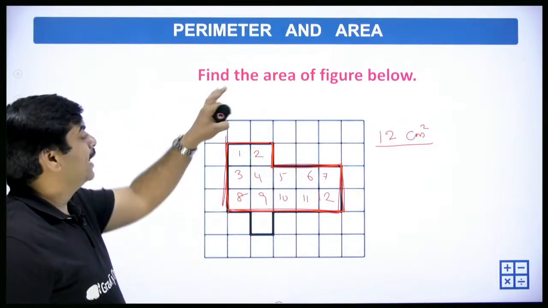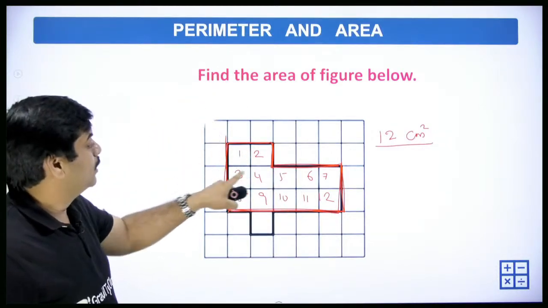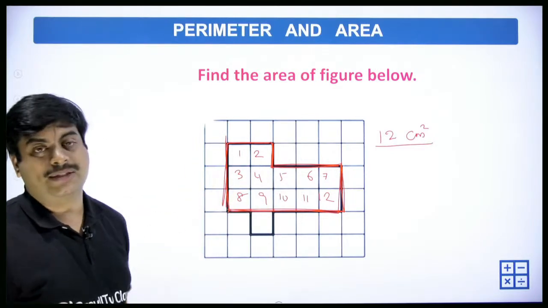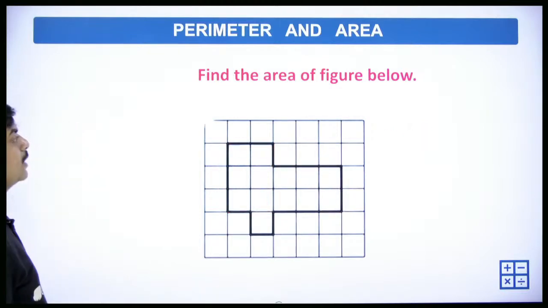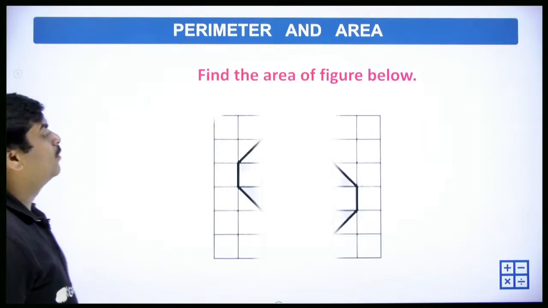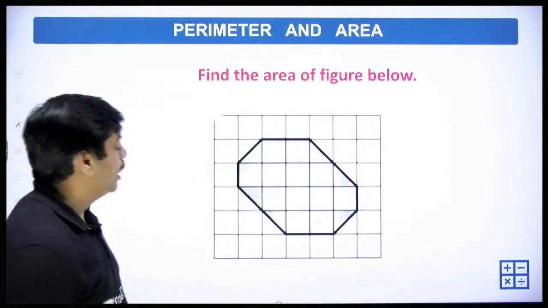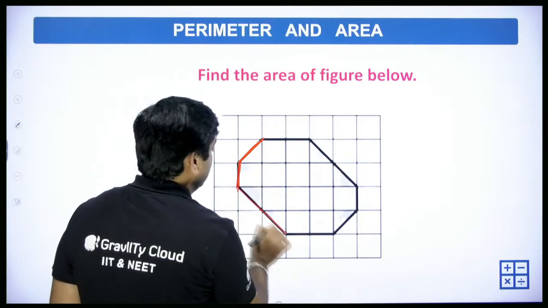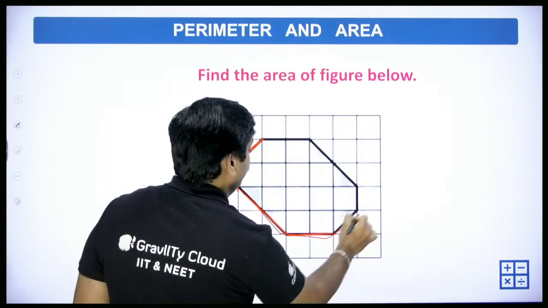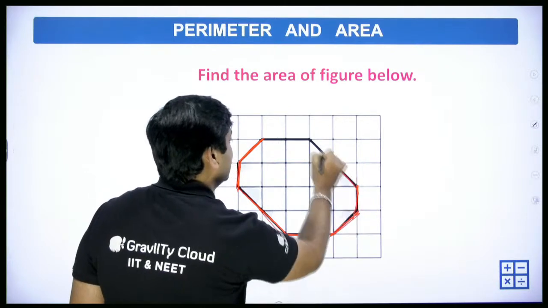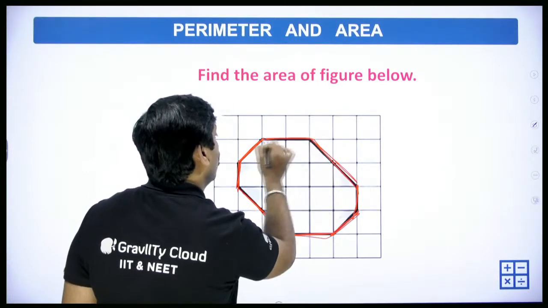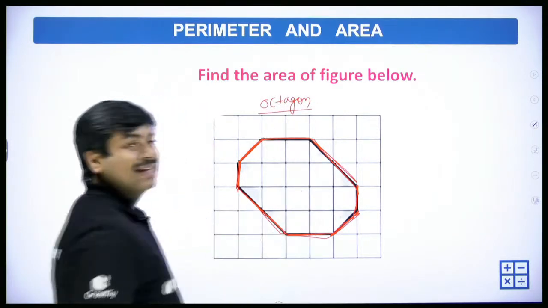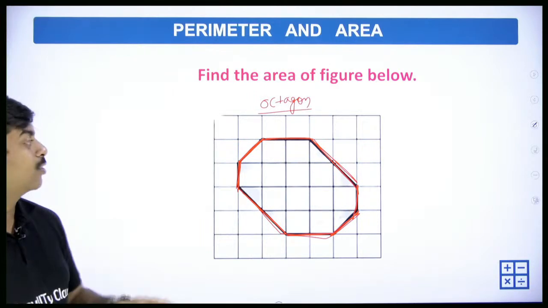Find the area of the figure. 1, 2, 3, 4, 5, 6, 7, 8, 9, 10, 11, 12. So the complete area is 12 centimeters square. Okay, next one. Find the area of the figure. We have one more figure. Let me draw that properly. This is one side, second, third side, fourth, 5, 6, 7, and this is 8. This is called an octagon. Octagon means an 8-sided polygon, an 8-sided closed figure, right?